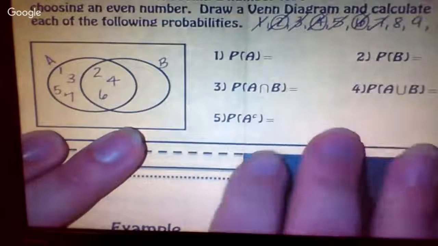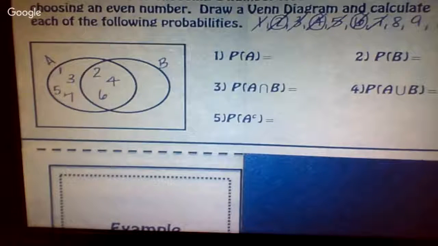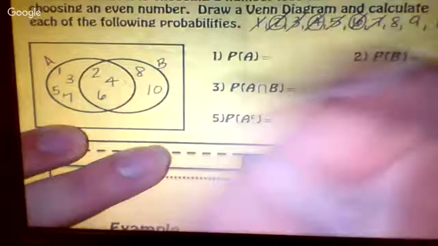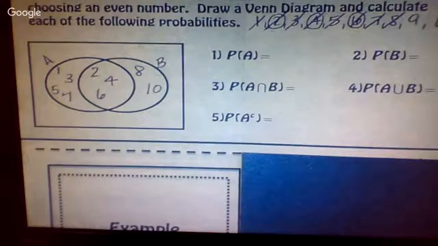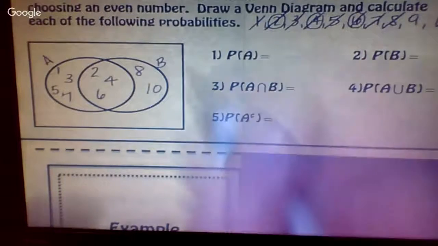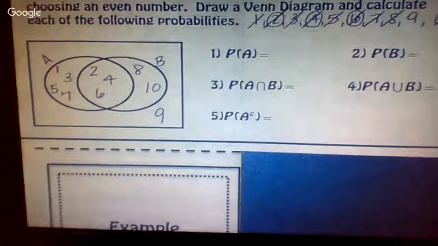So what's going to go in B? Be careful. B is just even numbers. What even numbers do I have left? There you go. 8 and 10 are left. Now 9 isn't even, and splitting it between two people doesn't make it even. So 9 goes on the outside. 9 doesn't fit in either one of the categories. It's all alone.